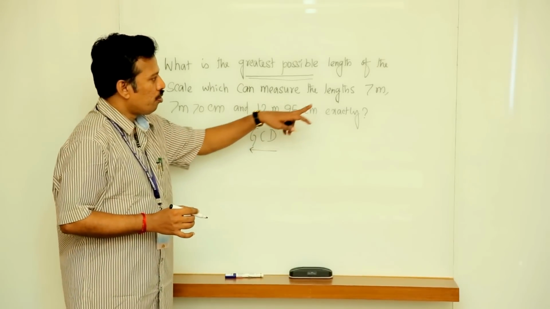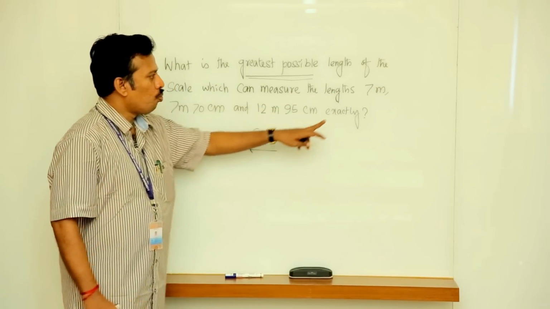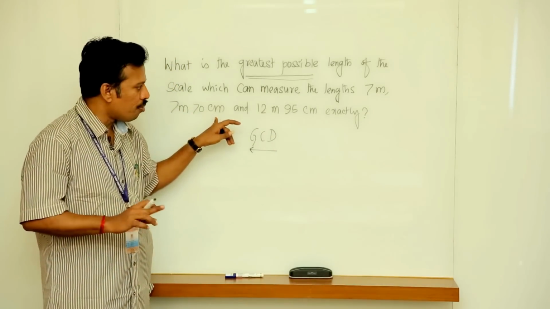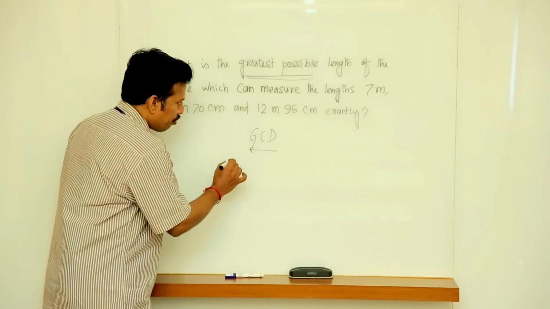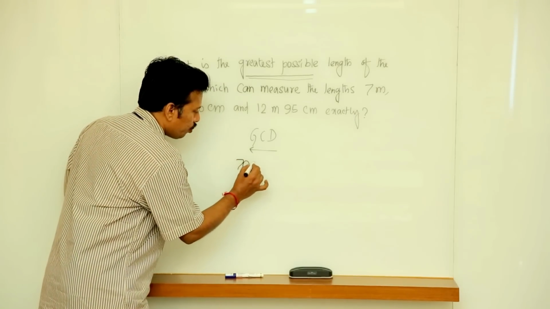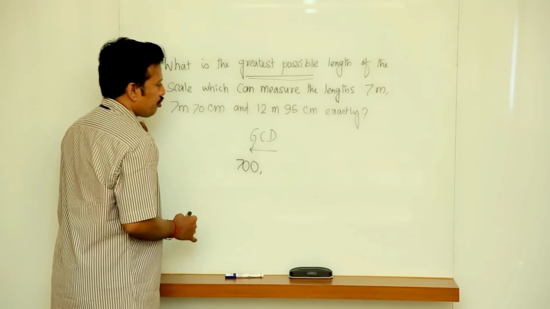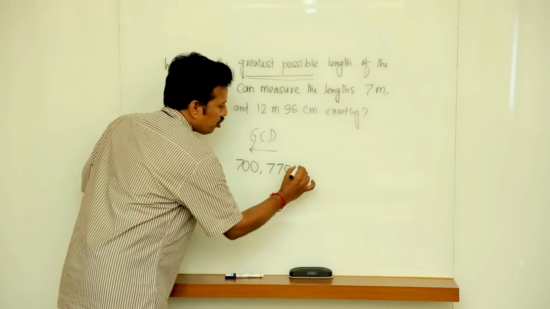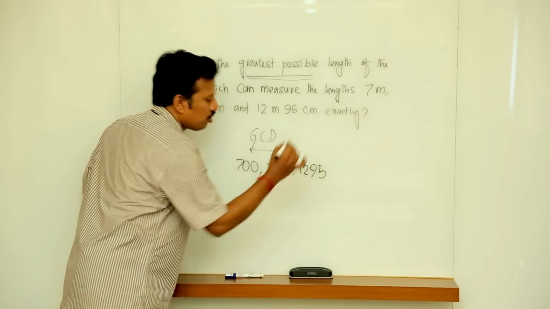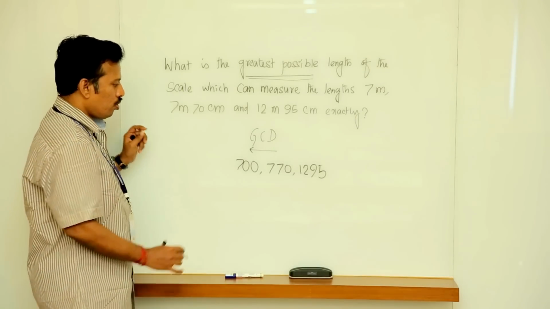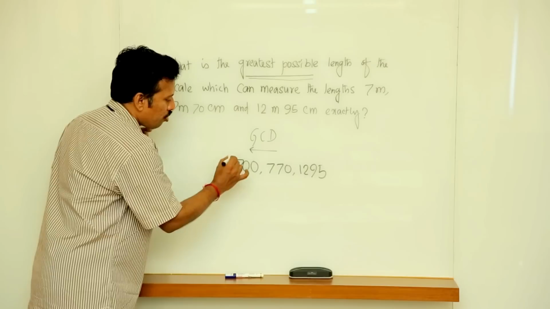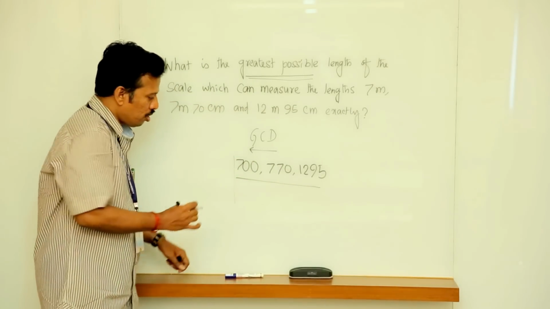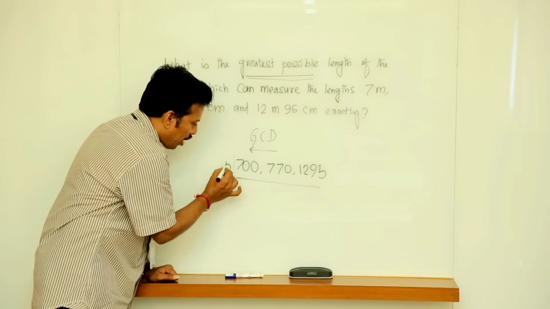So you need to identify the greatest common divisor of all these numbers. Before that, when you look at the values which are given, one is 7 meter, second one is 7 meter 70 centimeters. Whenever you get a combination of two different units, better convert it into the smaller unit. So 7 meter is nothing but 700 centimeter. When you convert this, this is 770 and this is 1295 centimeters. So these are the values you have. Now our aim is to find the GCD of all these. When you look at the numbers, each ends with 0 or 5, so you can easily find there is a common factor 5.